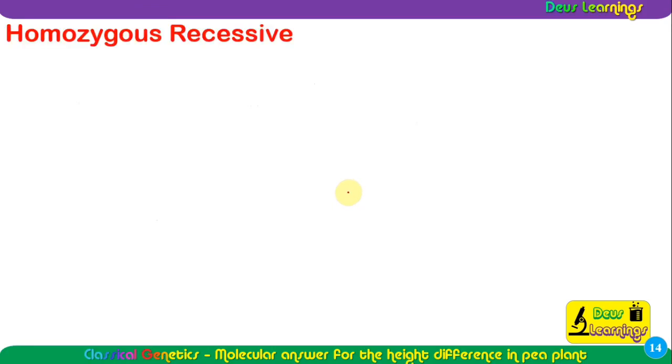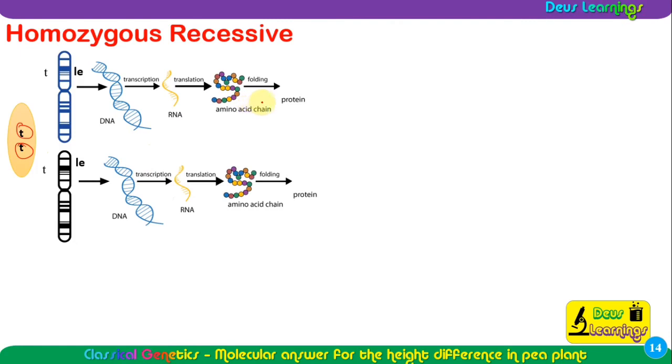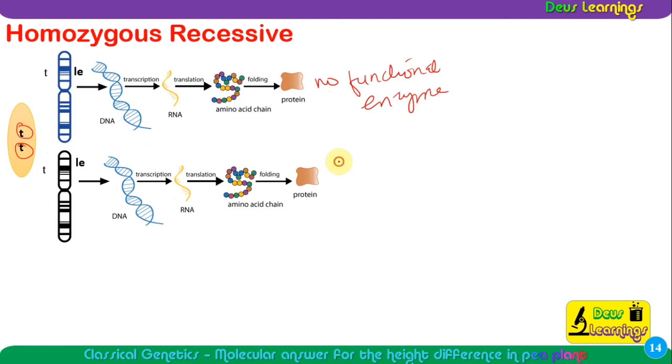Then let's see the homozygous recessive condition. What happens? Here both alleles are small t and small t. That means neither allele is going to make a functional enzyme. So there is no functional enzyme. Here also, no functional enzyme.